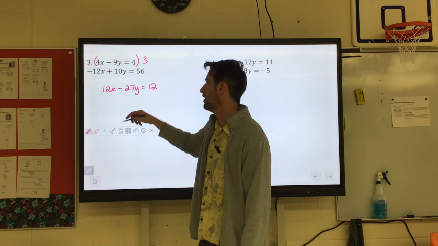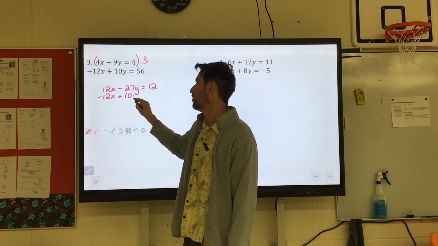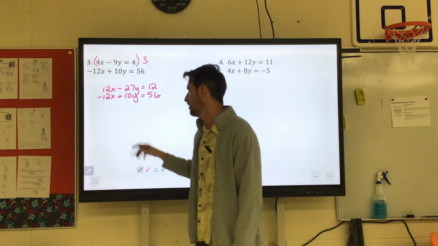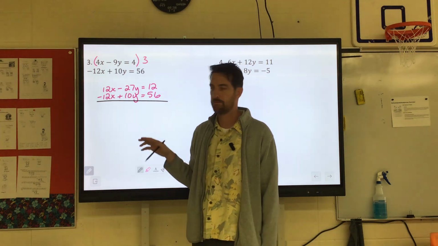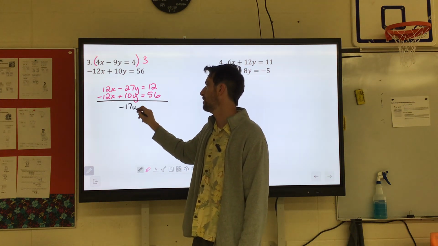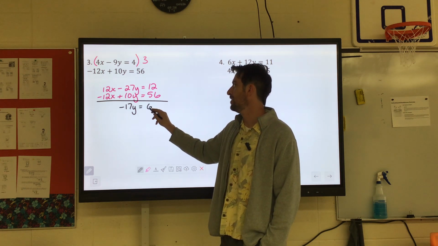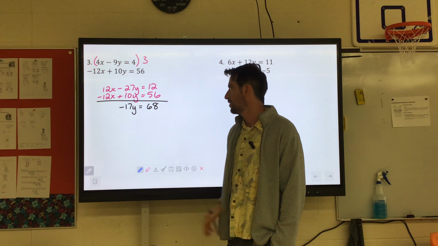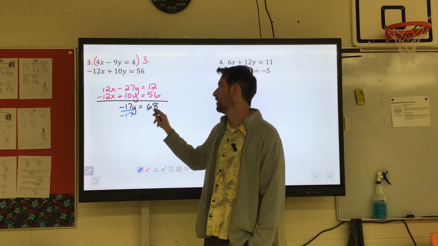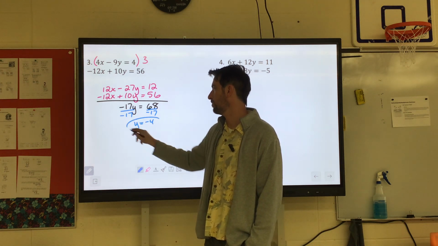I'm just going to rewrite the other one underneath it now. Negative 12x plus 10y equals 56. And now we're good. The x's are going to cancel out. The y is negative 27 plus 10 is negative 17. 12 plus 56 would be 68. Negative 17y is 68. We'll divide by negative 17 on both sides, and we get y equals negative 4.